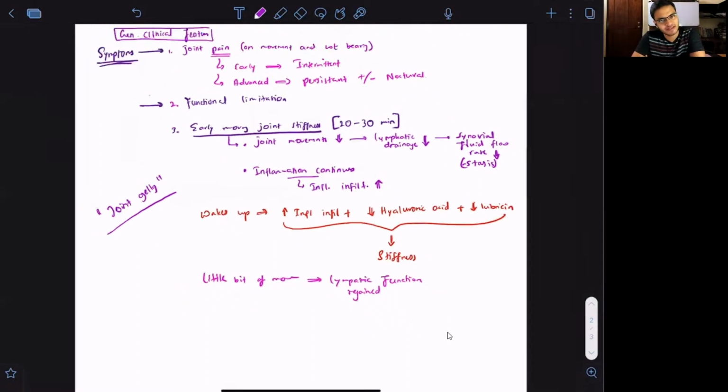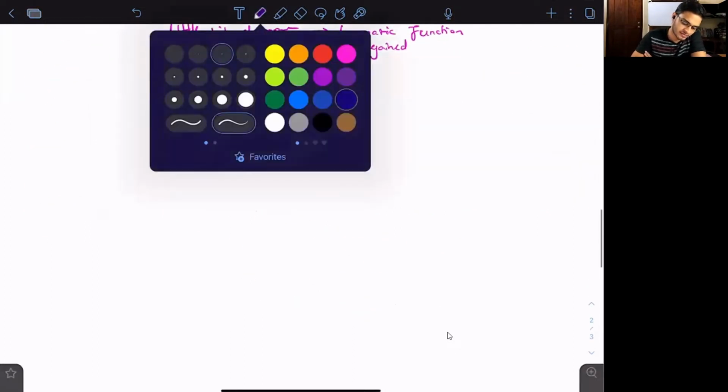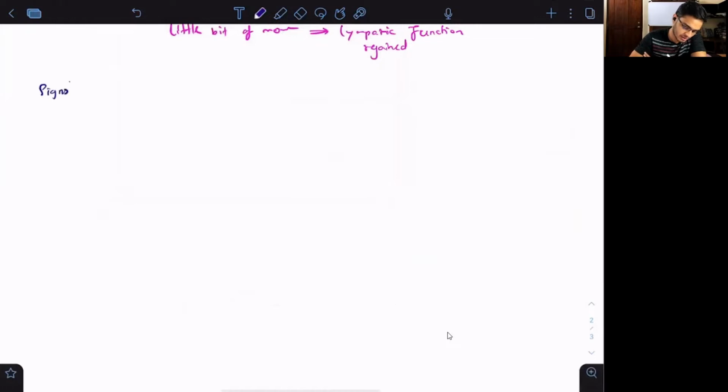So these are the major symptoms I want you all to understand. The next is, guys, some signs. What are these signs here? The first ones are what you as the doctor can see: reduced range of motion. This can be whatever joint is affected, hand, hip, knee, anything.